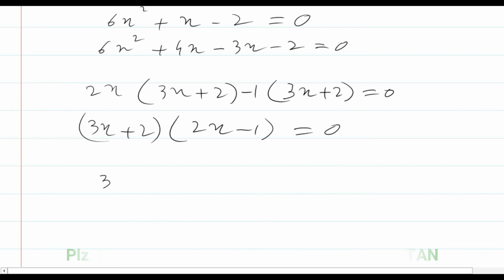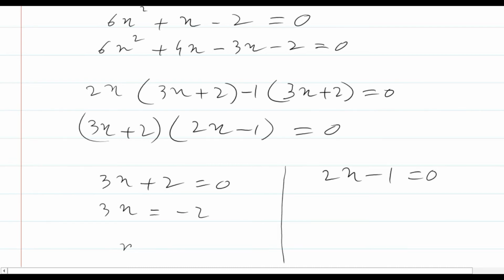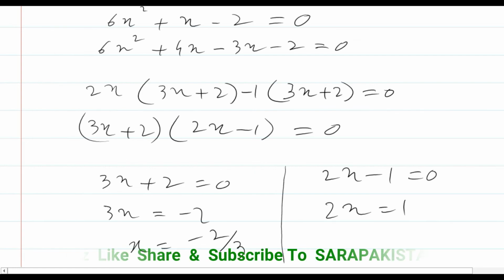Either 3x plus 2 equal to 0 or 2x minus 1 equal to 0. 3x is equal to minus 2 and x is equal to minus 2 over 3. Right side you have 2x equal to 1 and x will be 1 over 2.